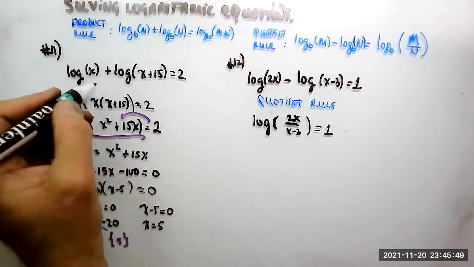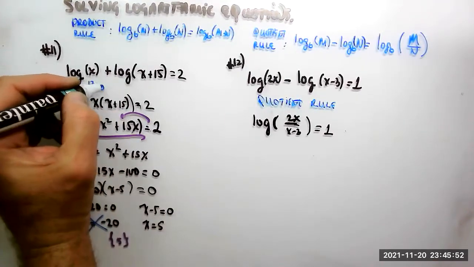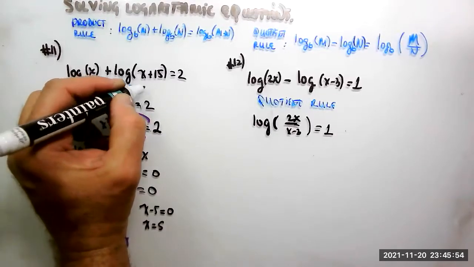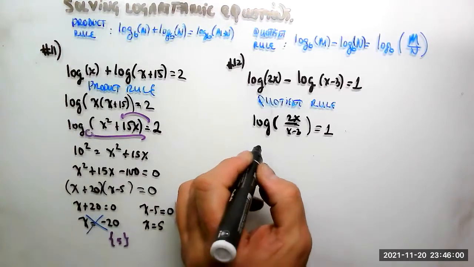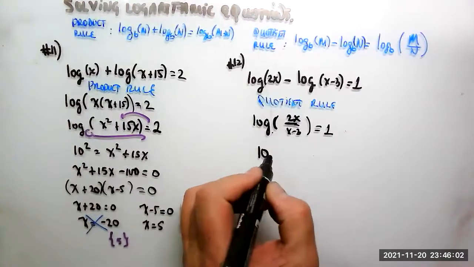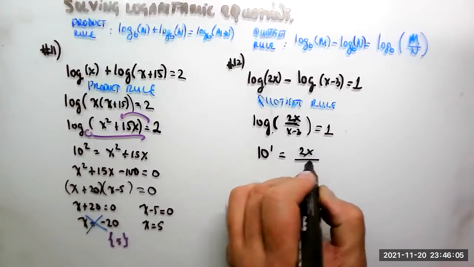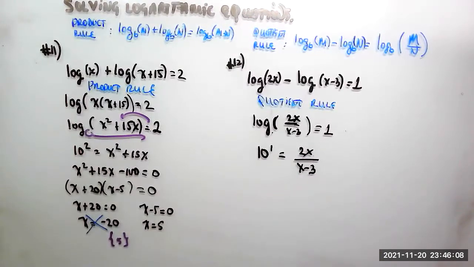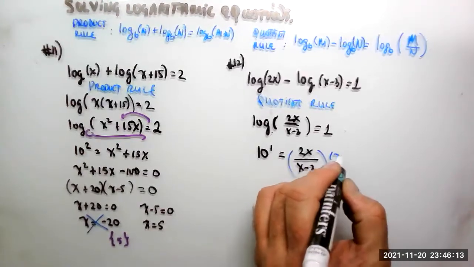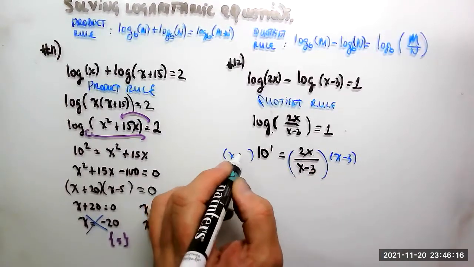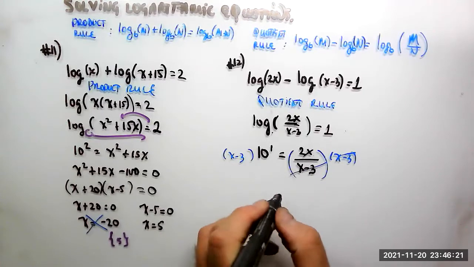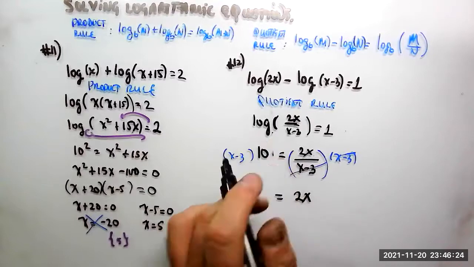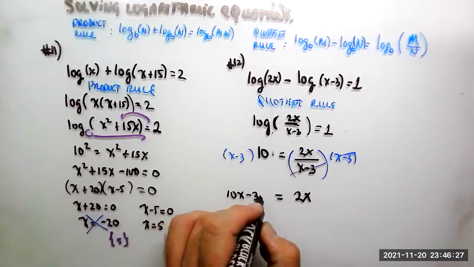In the previous example, how did we multiply? This was because of the product rule. Now we have base 10. So same old, 10 raised to the 1 equals 2x over x minus 3. Notice that here we have fractions, so we will multiply by x minus 3 on the left and x minus 3 on the right, so we can simplify and eliminate the denominator. So I have that 2x equals 10x minus 30.